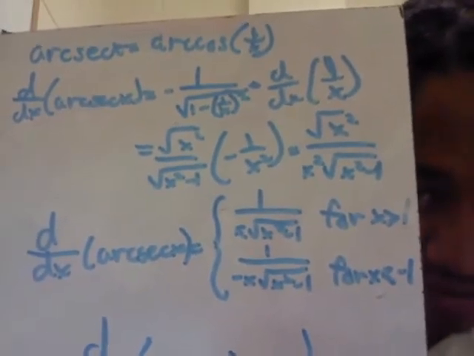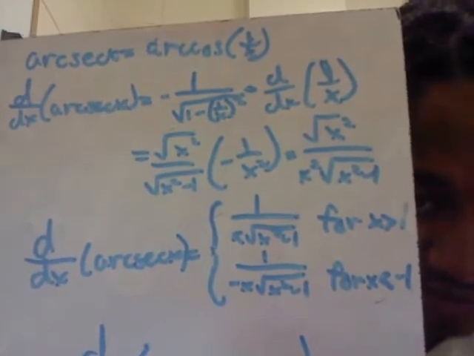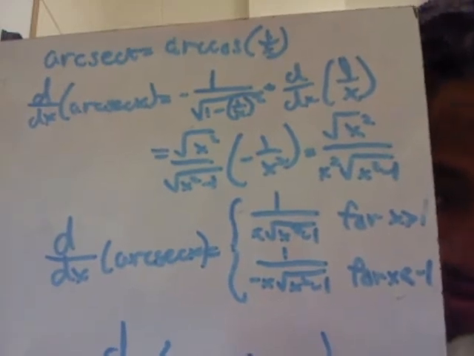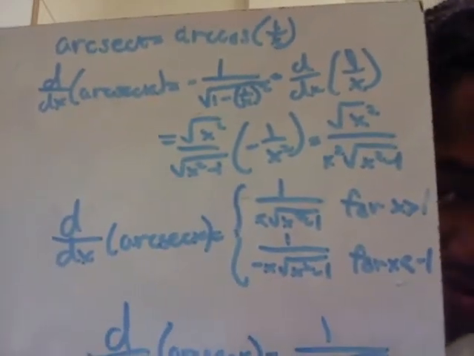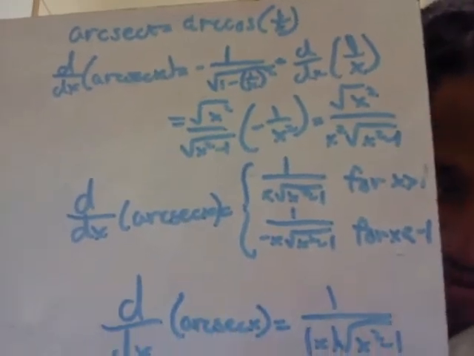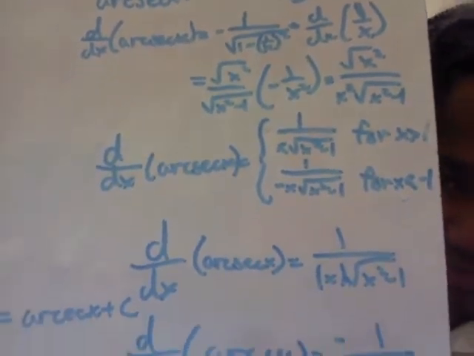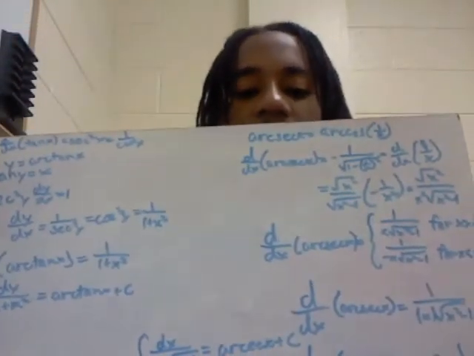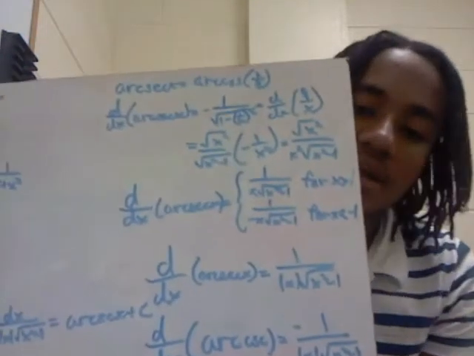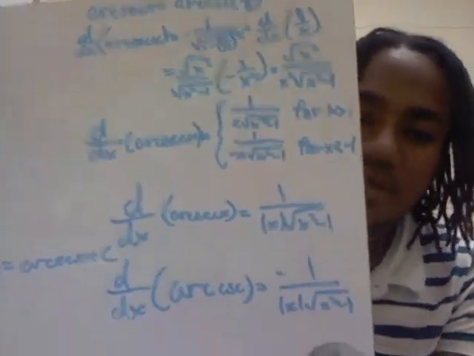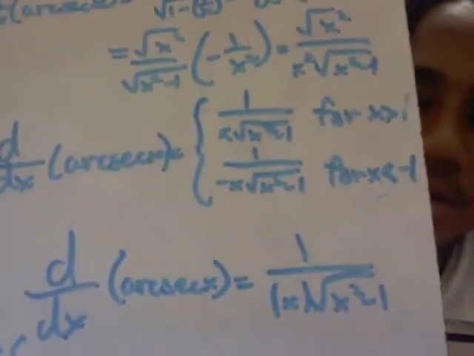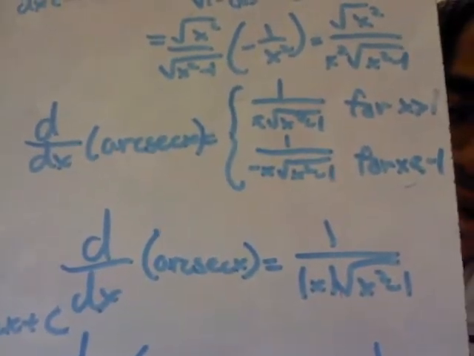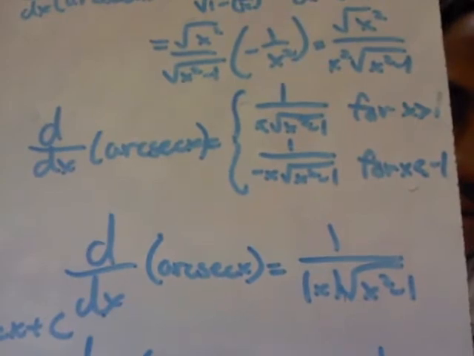The derivative of arcsecant x will finally give you 1 over x times square root of x squared minus 1 for all x values greater than 1, and it will be 1 over negative x times square root of x squared minus 1 for all x values less than negative 1. So this basically says that you will have to take the absolute value of x in the denominator, before you multiply it by square root of x squared minus 1, because the negative value does not exist.